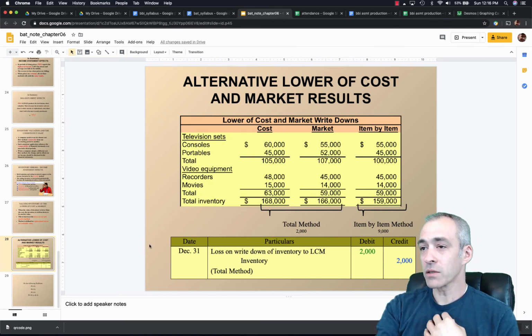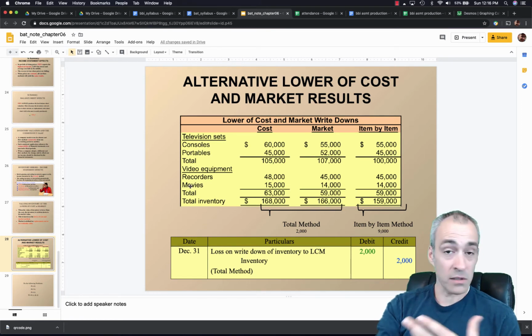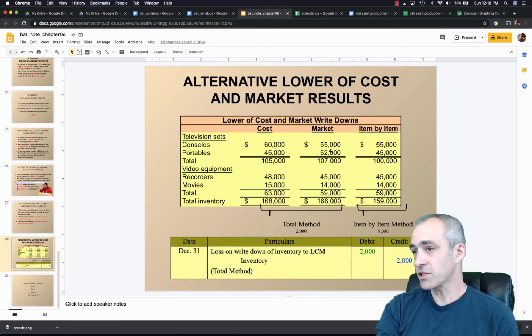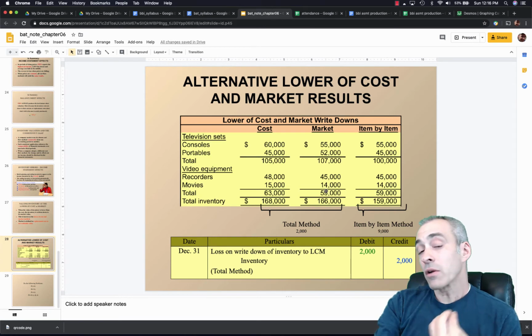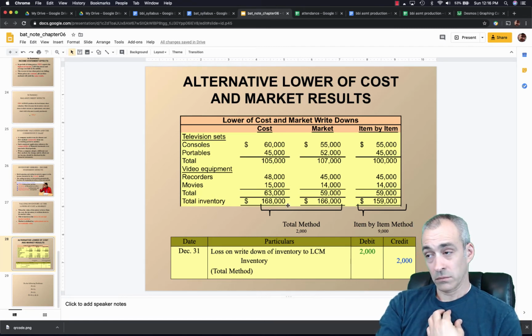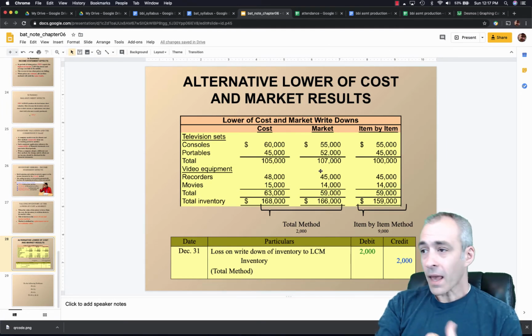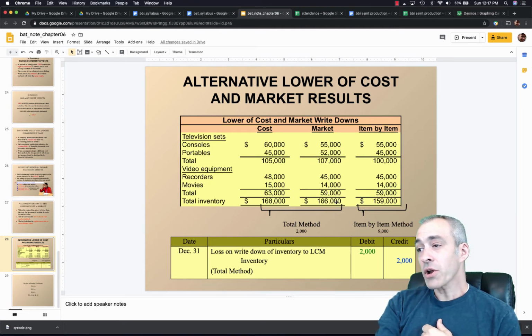So here's an example. Here we have a bunch of really old, this is an old example, stuff that nobody buys anymore, right? Recorders and VHS, whatever. So if you look, here's the cost to our business of these items in inventory. And here's the current market value. There are two ways to do this. There's the total method. So you add up all the cost of every item and it comes to a grand total of here, 168. Okay, and then you add up the grand total of all the market value of those items, so what you could sell them for, and it comes to 166. So the market is 2,000 lower than cost to you, and so that will require a lower of cost or market write-down of $2,000.